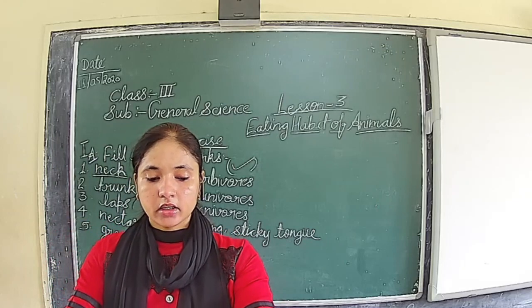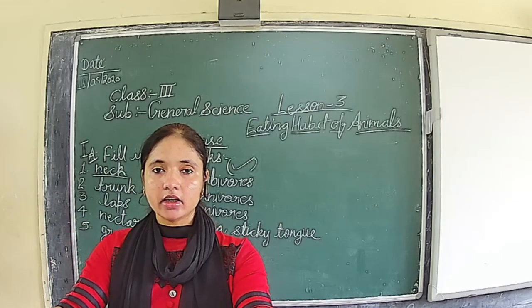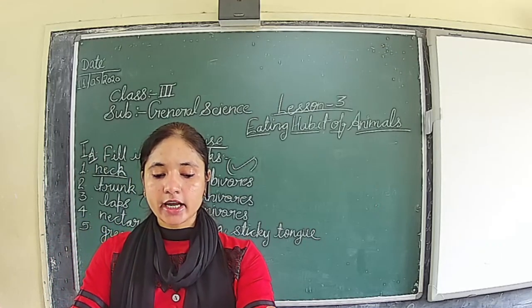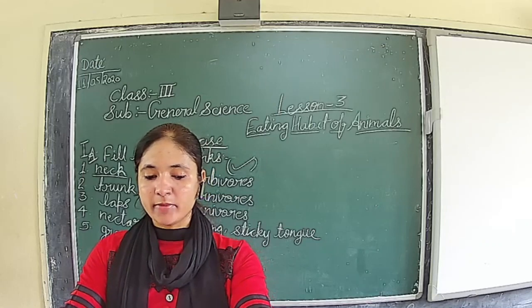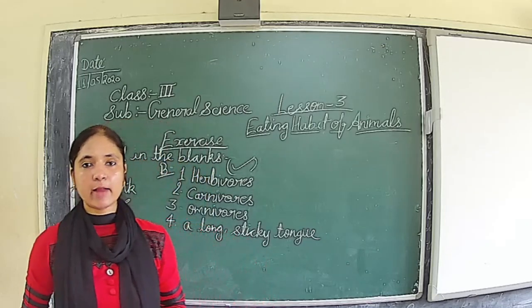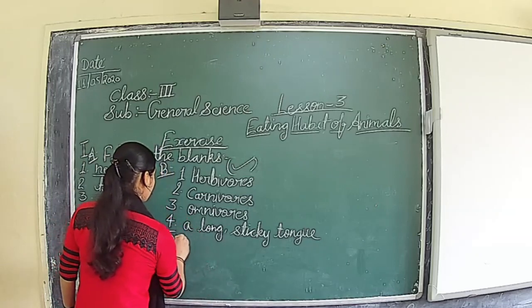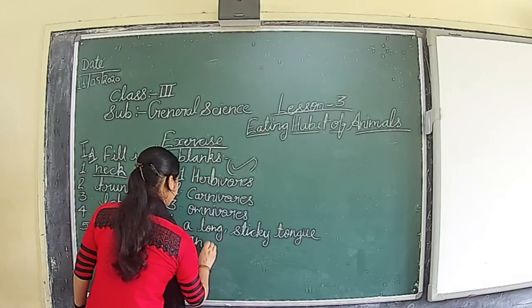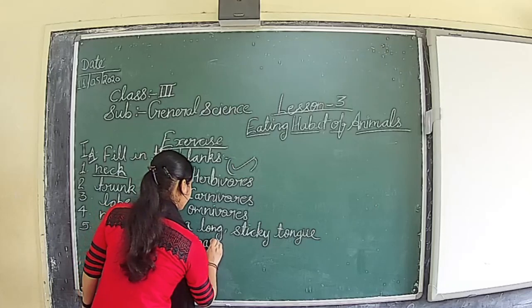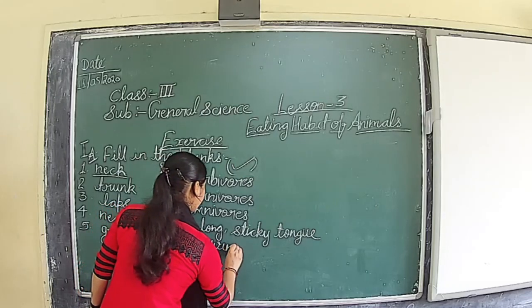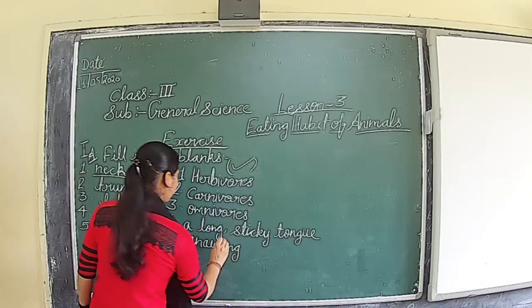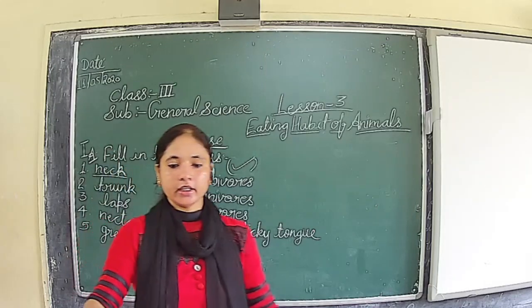Then fifth one, rabbit, rat and squirrel are, the options are gnawing animals, carnivorous animals, omnivorous animals. So rabbit, rat and squirrel are gnawing animals. Yes, they are gnawing animals. Okay.